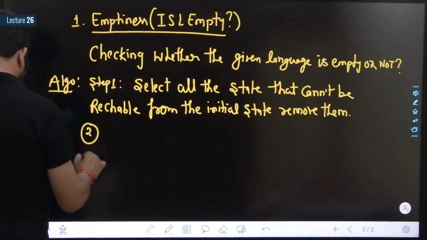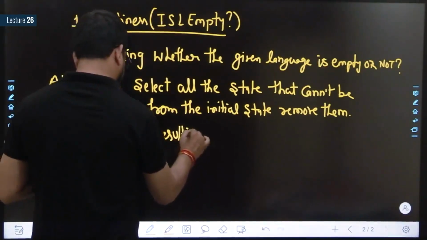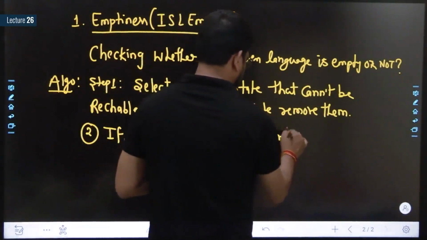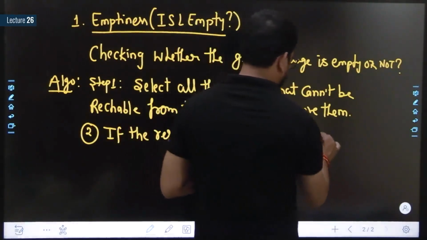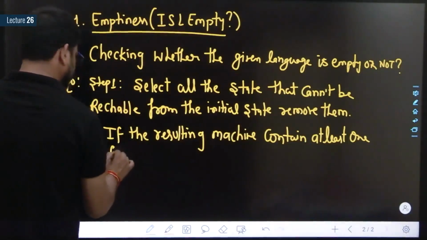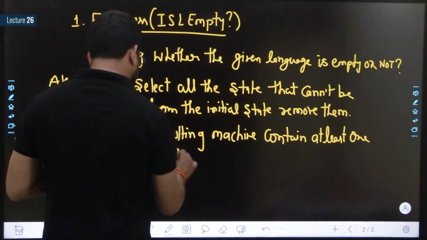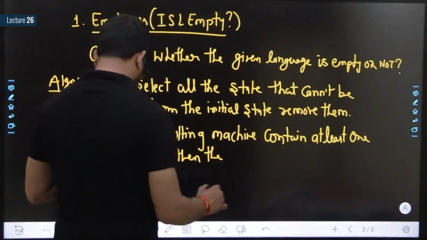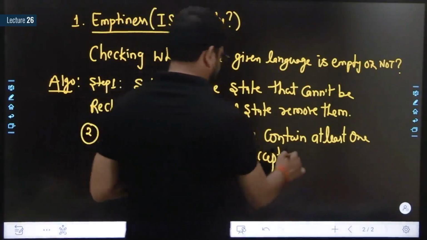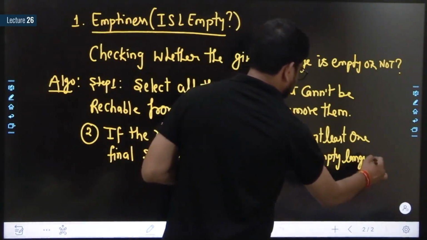Second step. If the resulting machine contains at least one final state, then the finite automata accepts non-empty language. Clear?